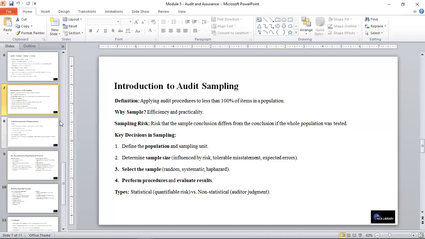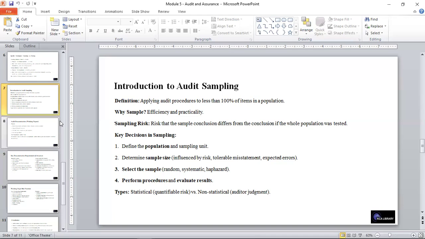There are sampling risks, that is, the sample conclusion differs from the conclusion if the whole population was tested. If we had to test the whole population, and also take a sample of it, there may be a risk that the conclusions derived from both will be different, and this is actually a risk.